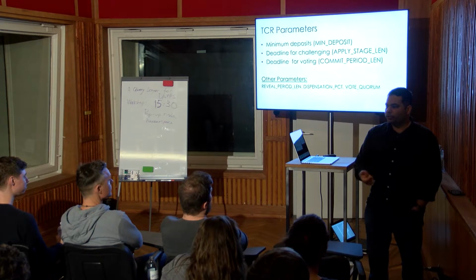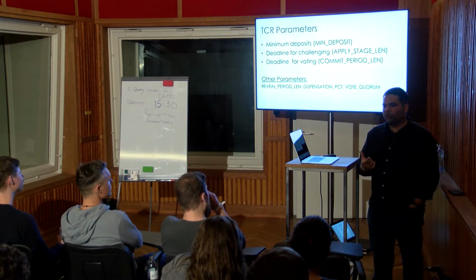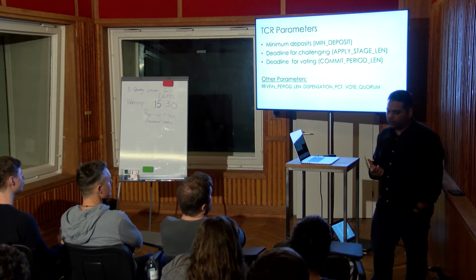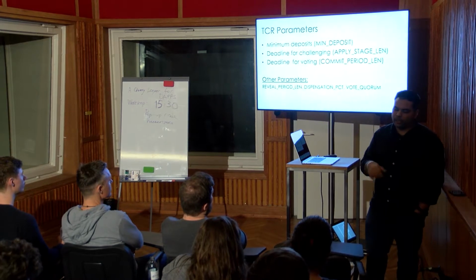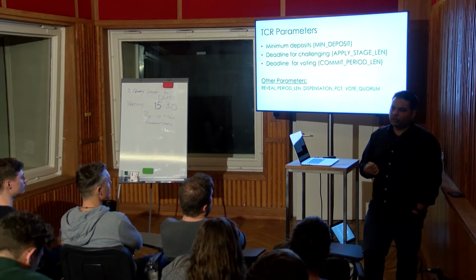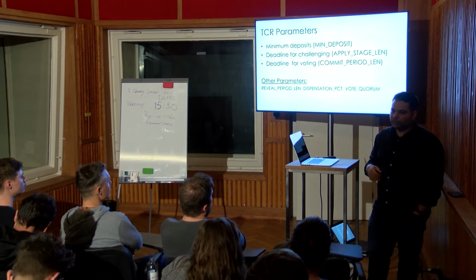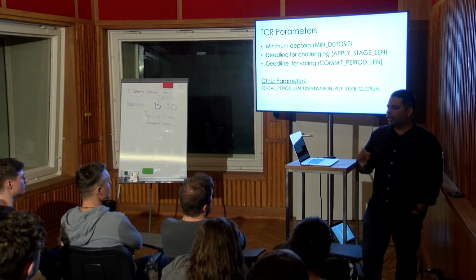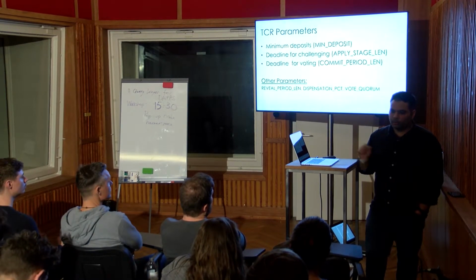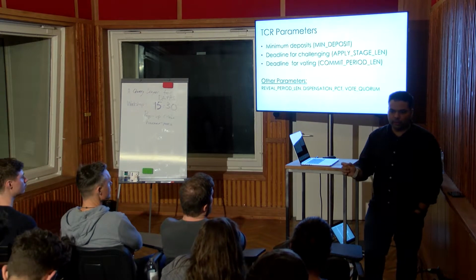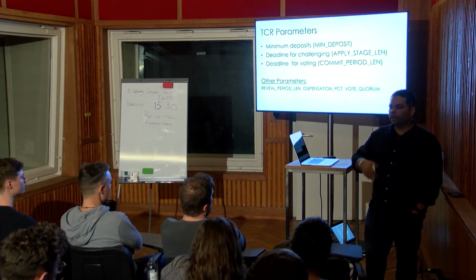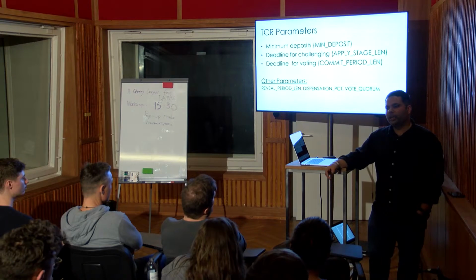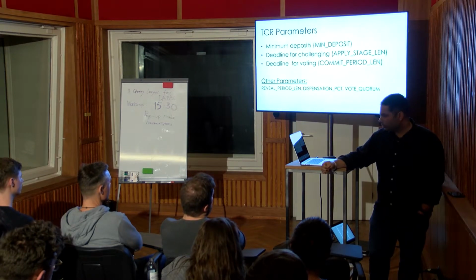Then there is applied stage length. Once you have applied to the list, there is a predefined amount of time, which is again decided by the community on the list, when you can actually challenge it. So if I'm applying for something today, there can be X number of days or Y number of seconds for this particular listing, where you can come in and challenge it. If you don't, then it gets accepted automatically.